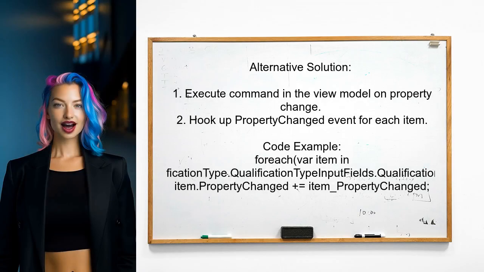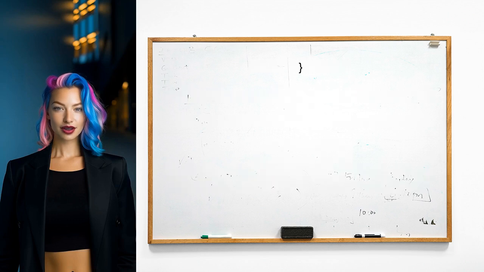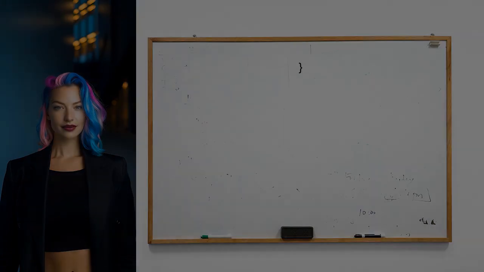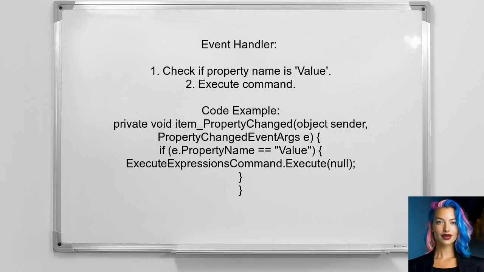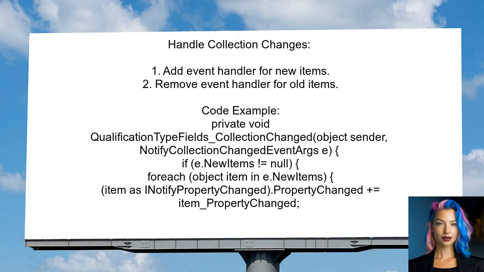An alternative approach suggested by a user is to execute the command in the view model when the value property of any item in the qualification type fields collection is set. They recommend hooking up an event handler for the property changed event for each item in the collection. In the event handler, if the property name is value, the command is executed. Additionally, if qualification type fields is an observable collection, remember to add the event handler for new items added to the collection. Finally, handle the collection changed event to add or remove event handlers for new or old items in the collection.